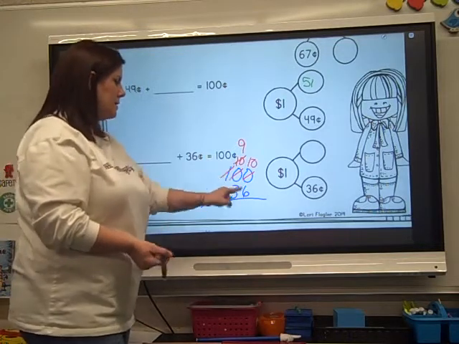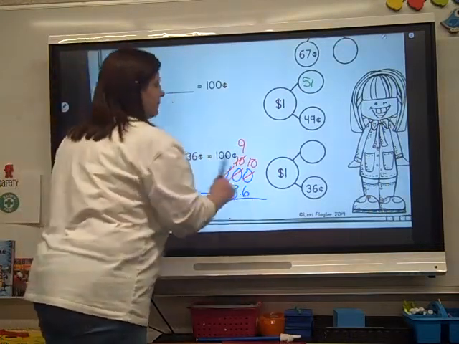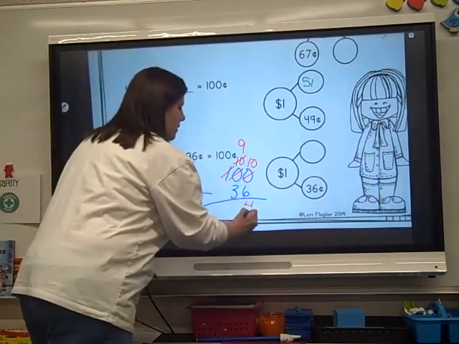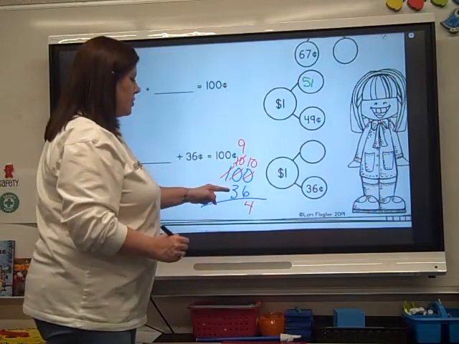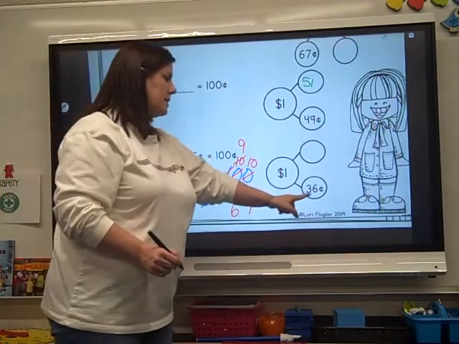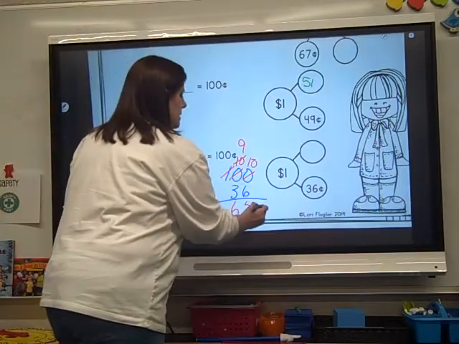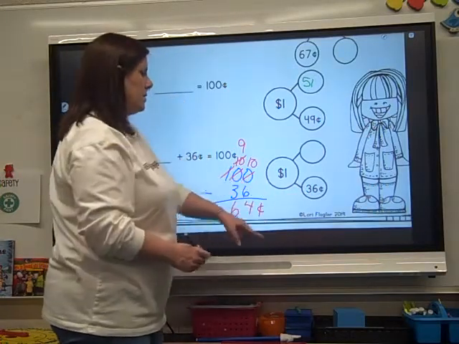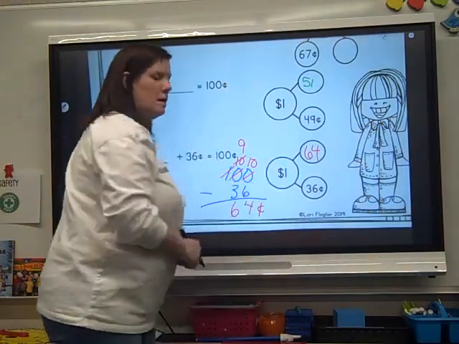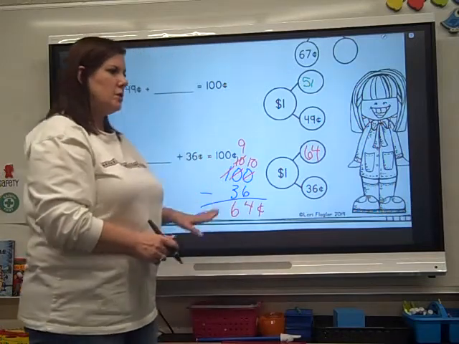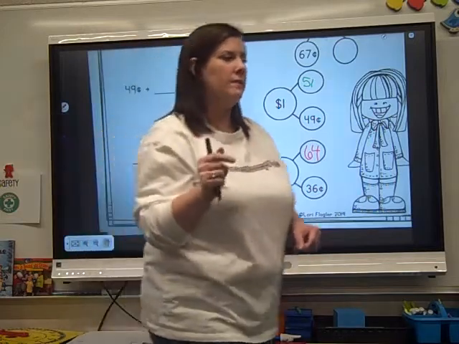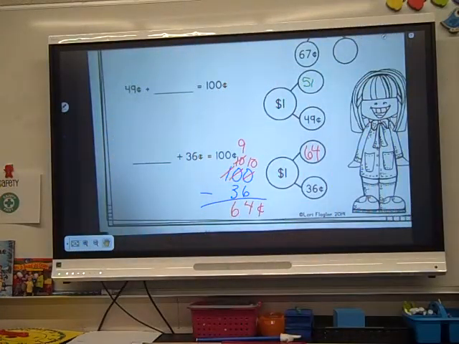All right, 10 subtract 6 is 4. 9 subtract 3 is 6. All right, so 36 cents plus 64 cents equals $1. 36 plus 64 equals $1. All right. Make sure you've got that. I'm going to go flip to the next page, okay? Get ready for the other side.